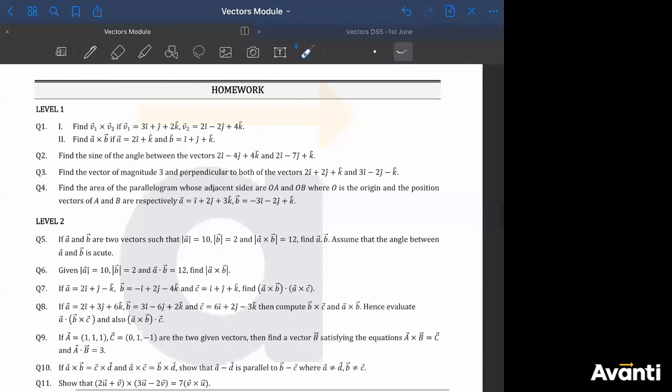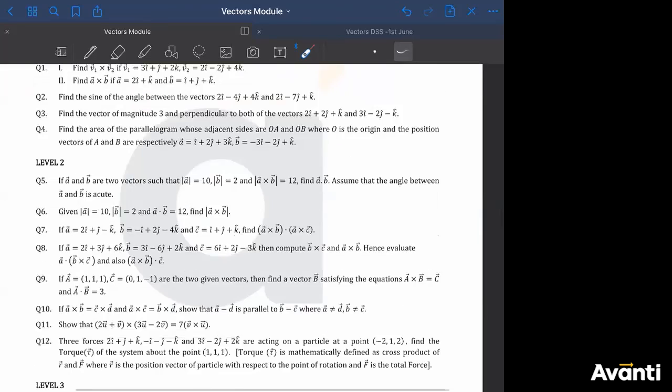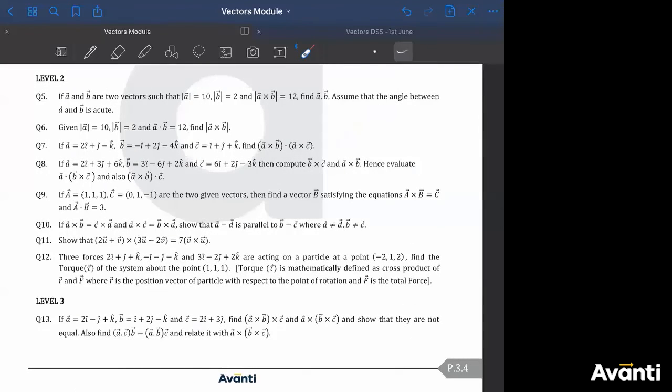Okay, Kirtan is saying homework question number 10. Homework question number 10. Okay, Tarak Datta is saying question number 9.